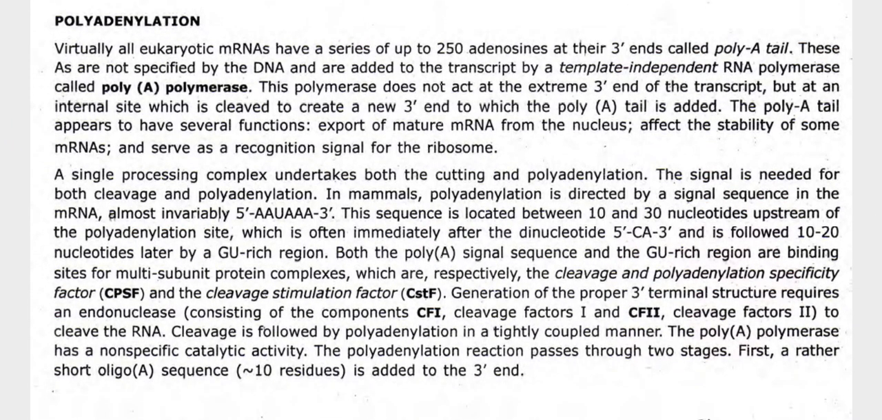Polyadenylation. Virtually all eukaryotic mRNAs have a series of up to 250 adenosines at their 3' end called poly A tail. These are not specified by the DNA and are added to the transcript by a template independent RNA polymerase called poly A polymerase. The polymerase does not act at the extreme 3' end of the transcript but at an internal site which is cleaved to create a new 3' end to which the poly A tail is added. The poly A tail appears to have several functions: export of mature mRNA from the nucleus, affect the stability of some mRNAs, and serve as a recognition signal for the ribosome.